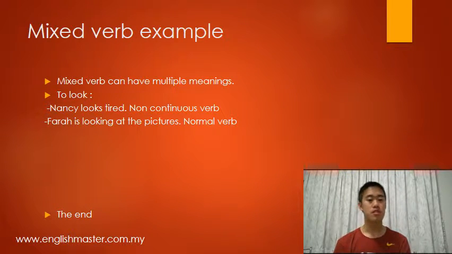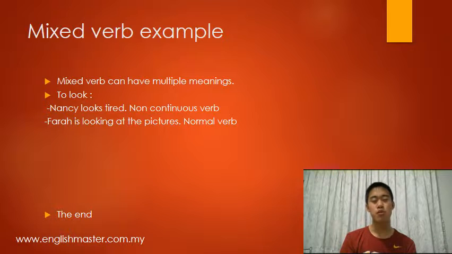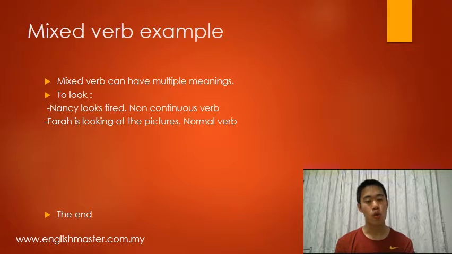Now with mixed verbs, you can have multiple meanings with the same root verb. So for example, Nancy looks tired. Okay, that's non-continuous. But also, I can use the same verb look in a different form. Farah is looking at the pictures. That's a normal verb. So the root verb is look, but you can use it in 2 different ways to mean 2 different things.